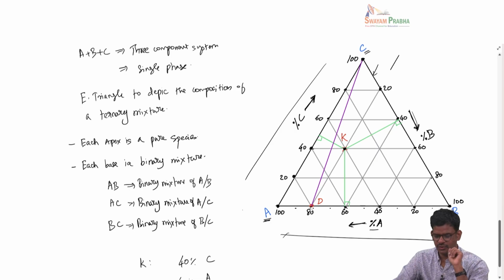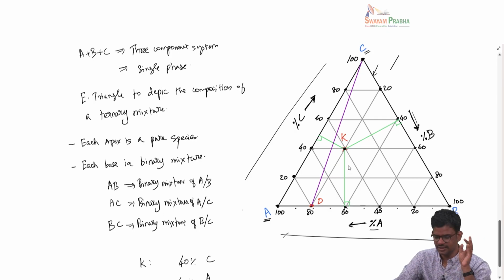Here I have also drawn a line, the purple line connecting point D and point C. At point D, C is 0. At this apex, it's a single component having 100% of C. It's a pure species. Anywhere between these 2 points, if I take a point along this line, you will see the ratio of A to B is fixed. Even though A, B, C are all changing along the line, the characteristic of this line is that the ratio of A to B will be fixed.